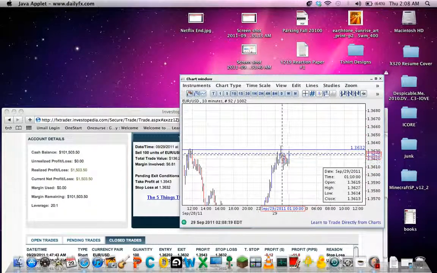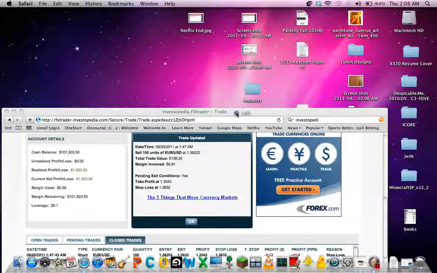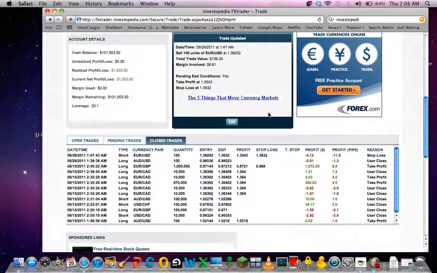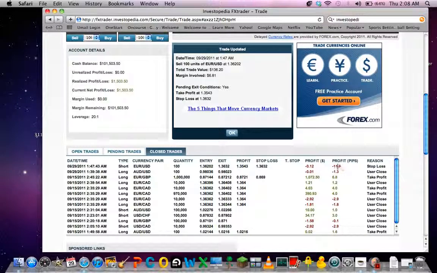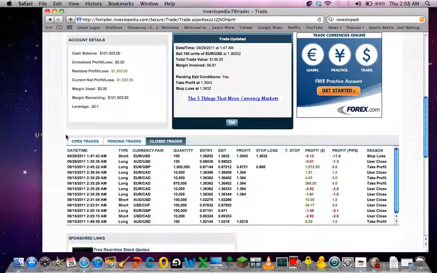I bought it about here, and obviously this one barely hit right here. It hit our stop loss. So it bought back our currency before we could lose any more money. So it looks like we lost about 11 pips on that trade, or 12 cents, because we were only trading $100, or 100 units of this currency.